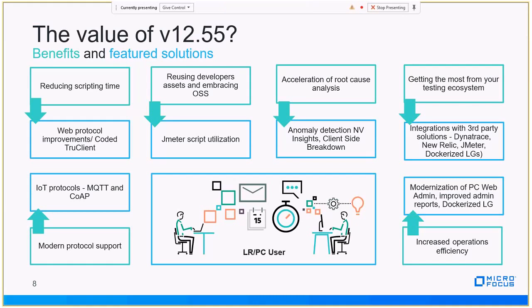Another important part of version 12.55 is the fact that we want users to get the most out of their testing ecosystem. So we are integrating with different solutions. Our goal here is to allow customers to take advantage of the investment, the knowledge, and the process that they already have in place when it comes to the usage of Performance Center. Therefore, it doesn't matter what tool is being used for scripting, if you like to use VuGen or if you like to use JMeter.